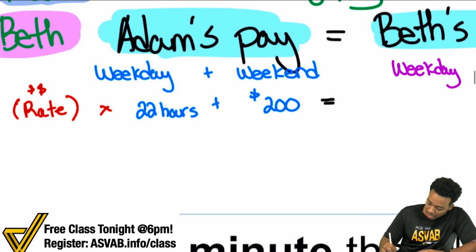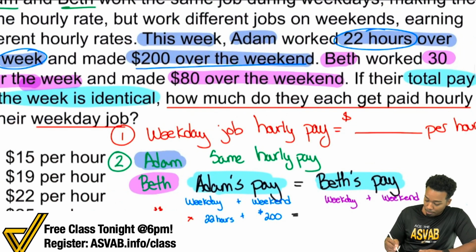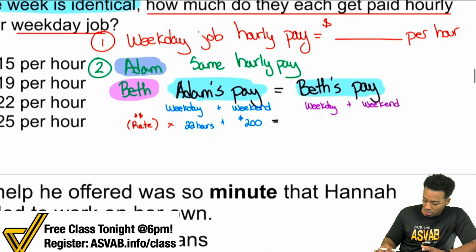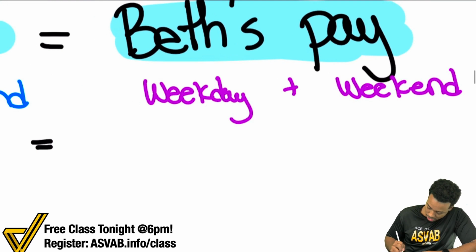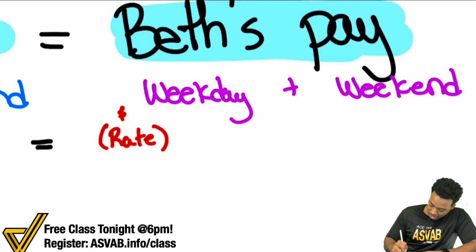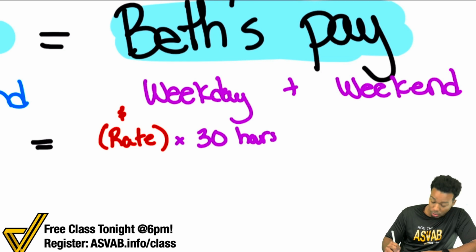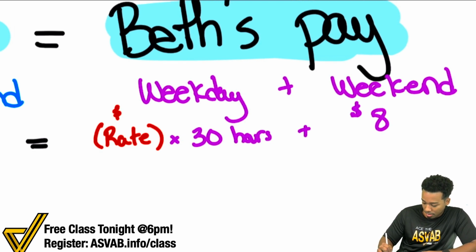Now, if I take a look over here on the right side for Beth, what information do we have for Beth? Well, we see that Beth works 30 hours over the week, 80 bucks over the weekend. So an extra 80 over the weekend. So what I'm going to do right here is I'm going to say, again, the rate, we don't know what the rate is. That hourly rate, we don't know what it is. But we're going to multiply it by the 30 hours, because that's going to give us the total pay for the weekdays. And then the weekend was an extra 80 bucks.